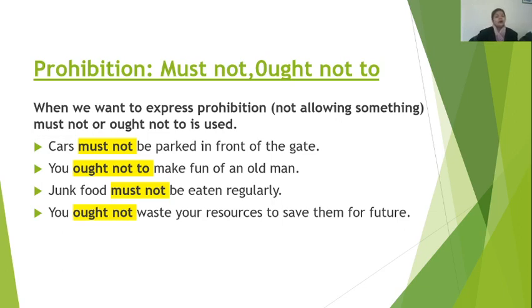Cars must not be parked in front of the gate. So here must not means it is prohibition. Means you have an option, some in emergency or in some circumstances the car can be parked. Okay, when it is said cars must not be parked in front of the gate, means ethically or morally if the space is available, so you must try to park your car somewhere else. You should not park it in front of the gate.